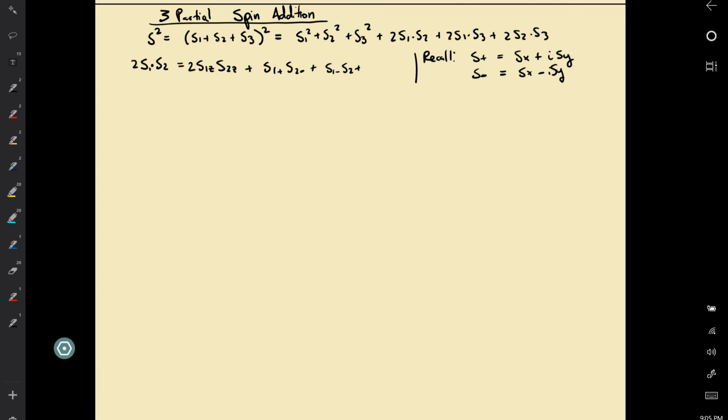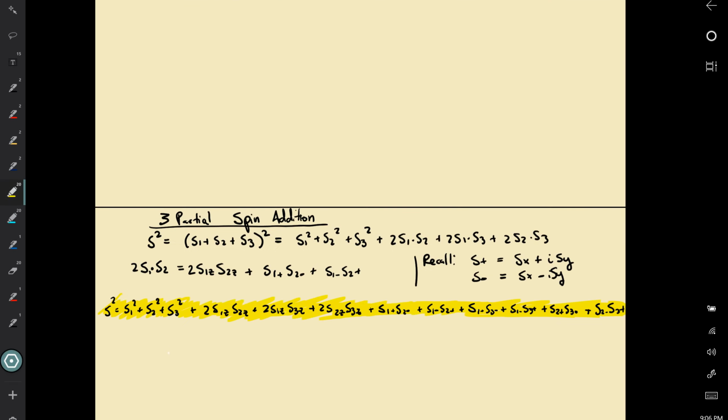So let's just write out the whole spin squared operator. Okay, so I've written out the full spin squared operator in all of its glory here. Before you click away from this video and cry, don't worry, it's actually not going to be as bad as it looks. We're not going to have to go through all these all the time.